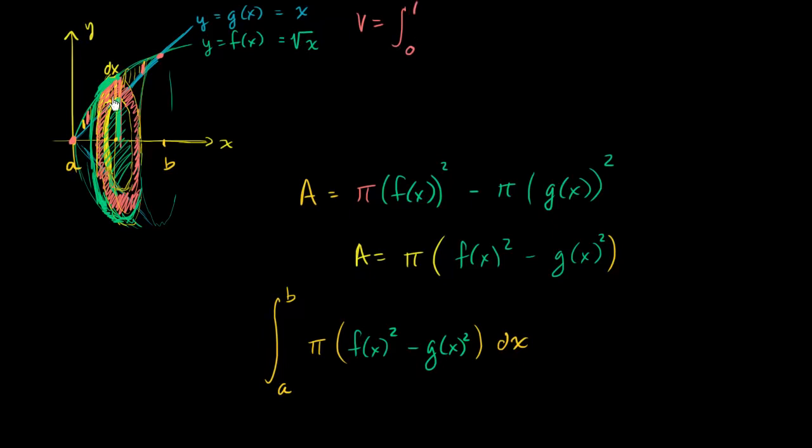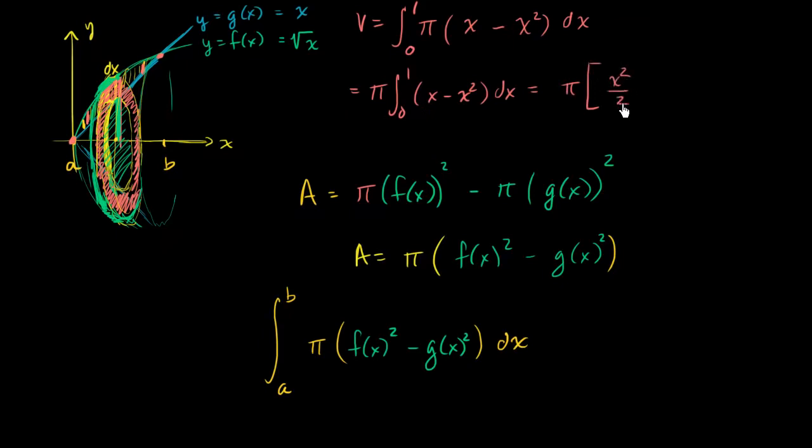Of pi times, what's f of x squared? The square root of x squared is just x, minus g of x squared. G of x is x, that squared is x squared, and then we multiply times dx. So this is going to be equal to, we can factor out the pi, the integral from 0 to 1 of x minus x squared dx, which is equal to pi times, let's see, the antiderivative of x is x squared over 2. The antiderivative of x squared is x to the third over 3. And we're going to evaluate this from 0 to 1.